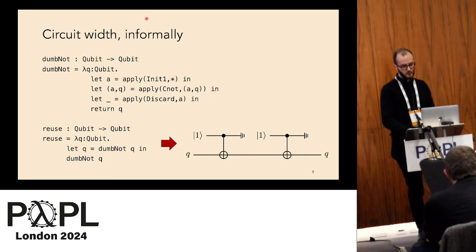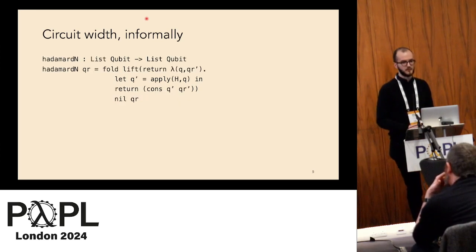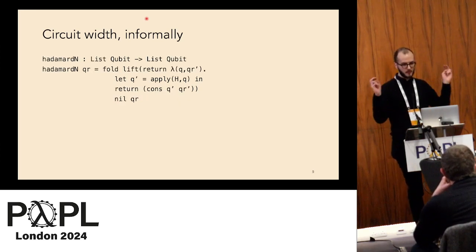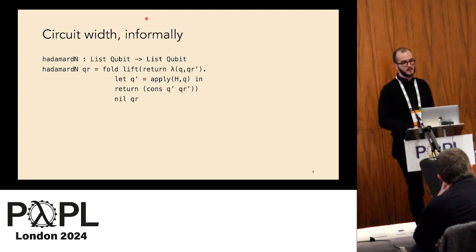So first of all, we want our analysis to be able to capture reuse of discarded wires. But then these examples are nice, but they're not really what we would call a quantum algorithm, because usually when we talk about quantum algorithms, we mean circuit families that are indexed on the size of the input. We can write this in the language.